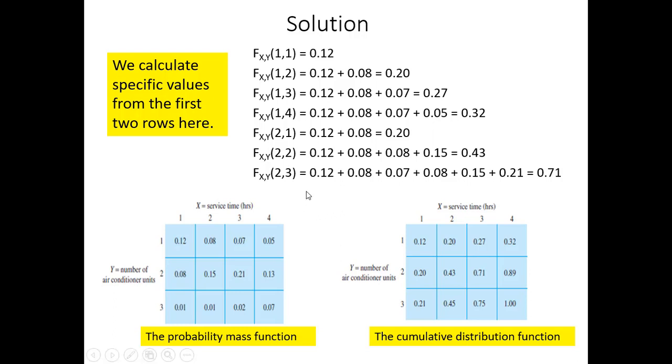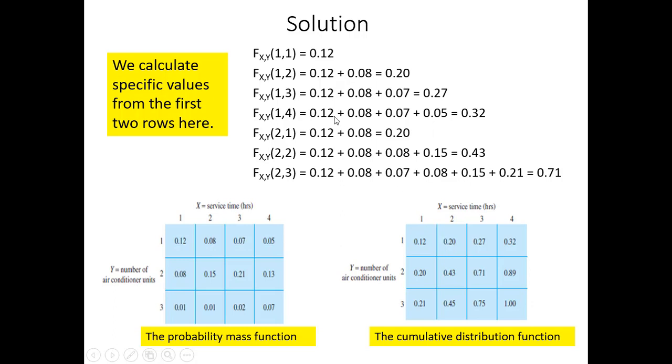I'll show you some of the calculations here for the first 2 rows. Let's start by going along the first row. So the cumulative distribution of 1, 1 is just the same value that you get from the PMF. The cumulative distribution of 1, 2. So this is the sum of values where x is less than or equal to 1 and y is less than or equal to 2. So really this is just going to be the sum of these 2 values. Since x is less than or equal to 1, we have to stay in the first row. So we get 0.12 plus 0.08, 0.20.